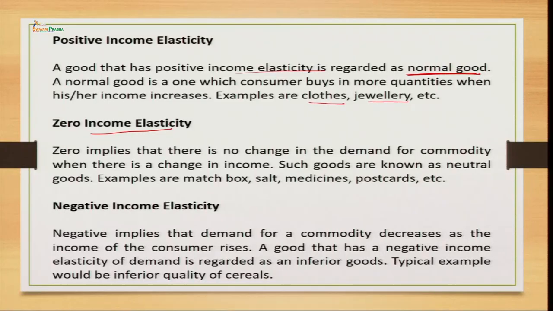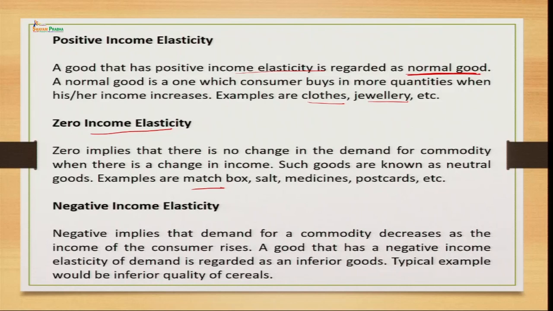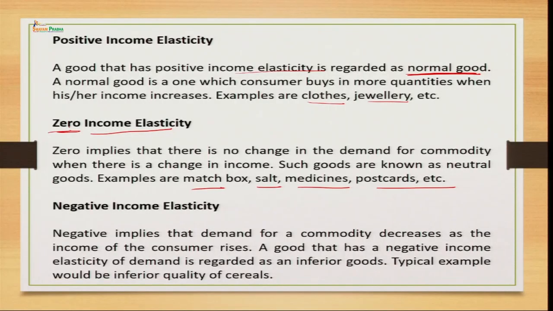Zero income elasticity: there are certain goods where there will be no change in the quantity demanded even if the income of a consumer increases, right. If my income increases, I will not consume more salt. If my income decreases, I will also not decrease my consumption of salt, right. So, there are items like matchboxes, salt, medicines, and postcards also. These are the items where there will be no change in the quantity demanded even if the income of a consumer increases or decreases, and that is why we call it zero income elasticity.